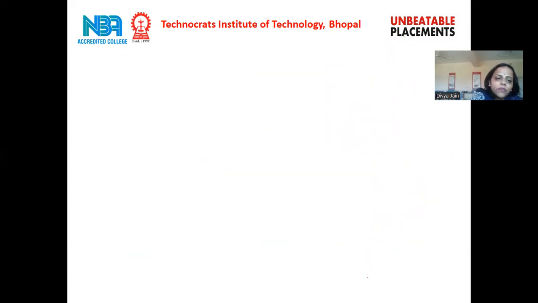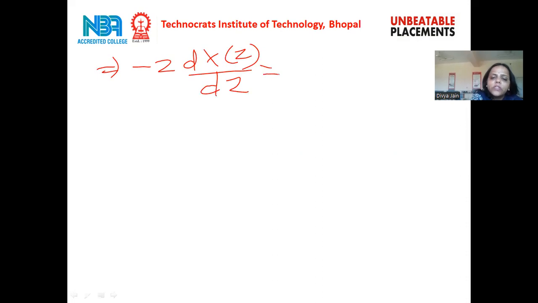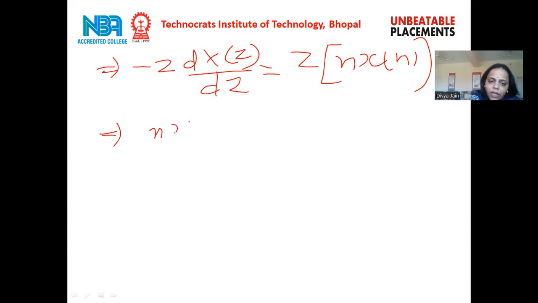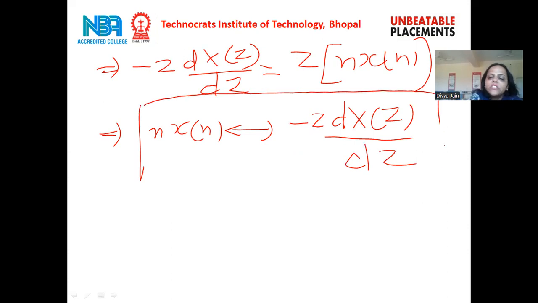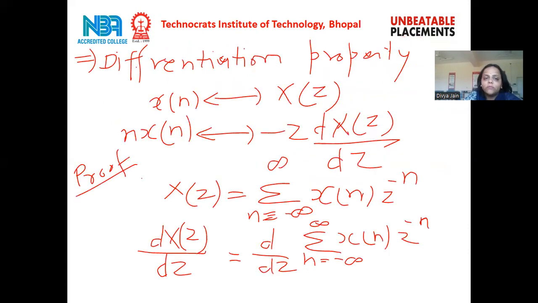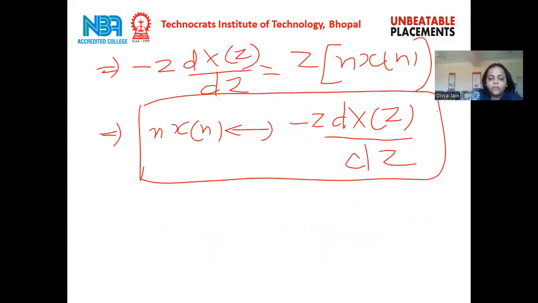So we can write it as minus z dX(z) by dz is equal to the z transform of n x[n]. So this is the proof of our statement that for n x[n], the transform of this input is minus z dX(z) by dz. This is called the differentiation property of z transform. This was our statement and we have proved that.